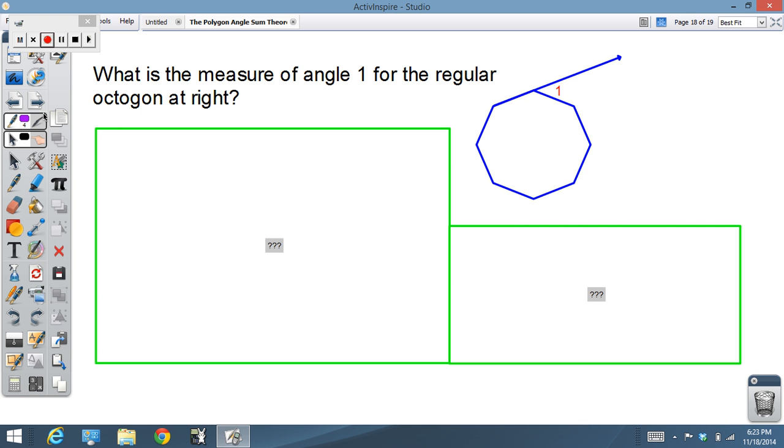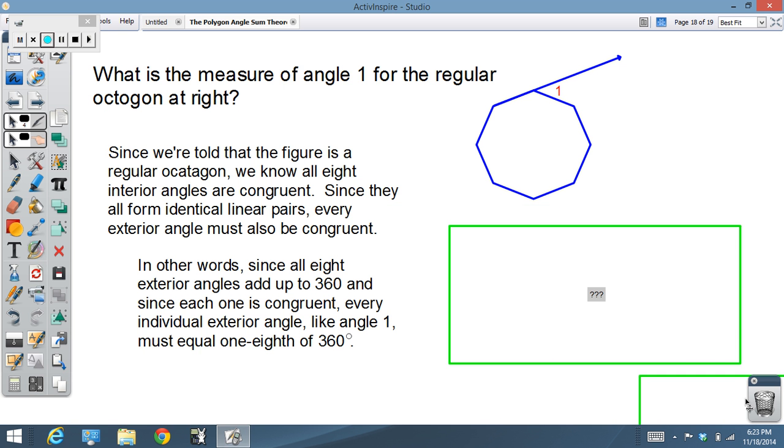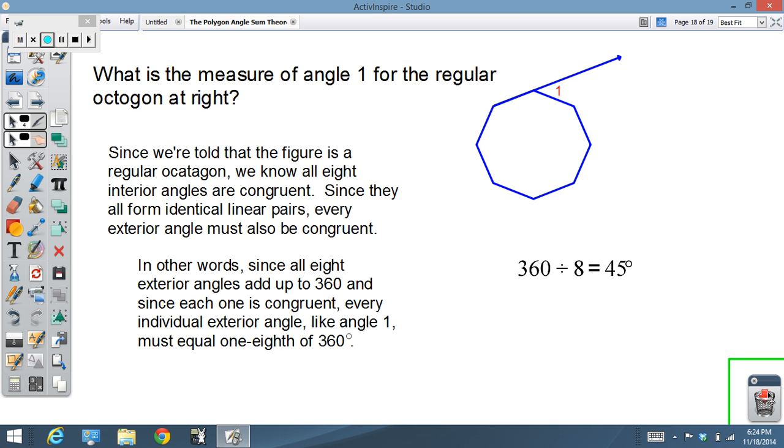So, question for you. Pause. Here we go. Answer coming. What is the measure of angle 1 in this regular octagon? Well, it's an octagon, so we know all 8 interior angles are congruent. Since they all form identical linear pairs, every exterior angle must be congruent. Since they all add up to 360, I can divide by 8 of them, and I know every one of these exterior angles has to equal 45.